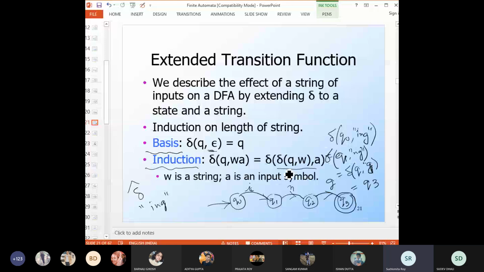So this is exactly what we have done here. We have consumed the string from the left. Here the definition is actually consuming the string from the right end, because it is just expressing those transitions from this end to this end, but the series of transitions remains the same. So the extended transition function is just another definition.